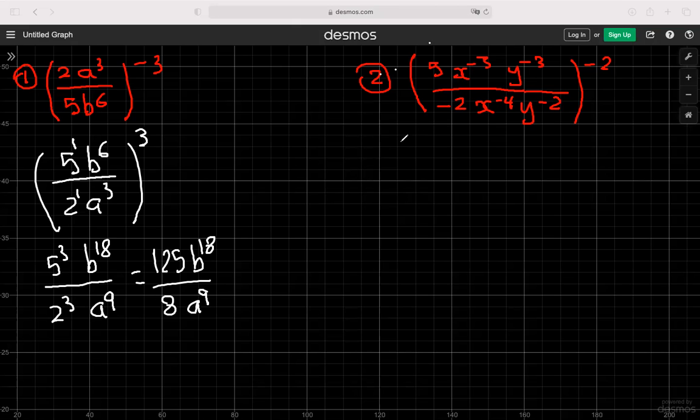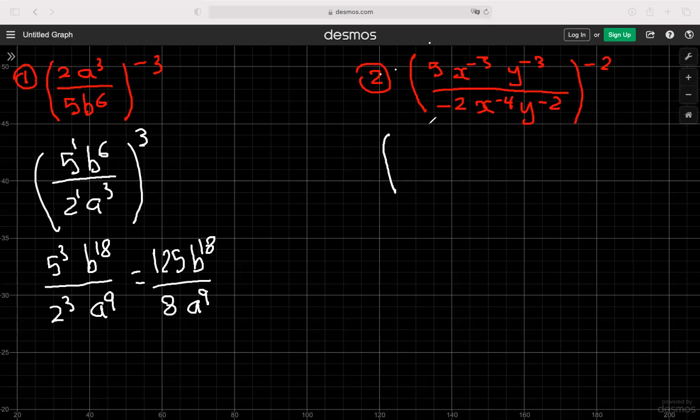Okay, so the second question right here, we could do the same thing, flip all of this and make this -2 positive. But you know what I'm gonna do? I'm gonna have a different approach. What I want to do is change all the exponents inside the brackets to positive. How do I do that?